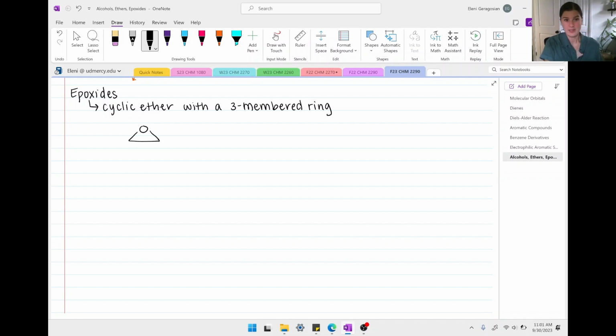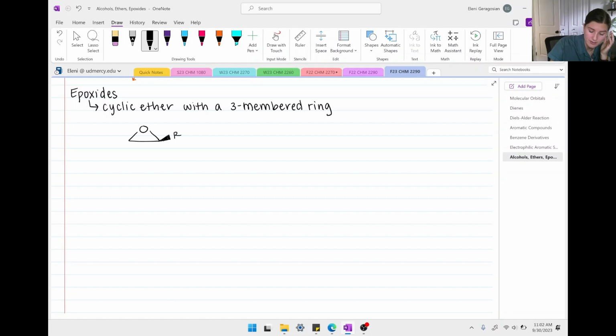So we have an ether here. We have an oxygen bonded to 2 carbons, and those 2 carbons are also bonded to each other. Now, those 2 carbons are sp3 carbons. They can contain stereocenters if they're bonded to 2 different groups.